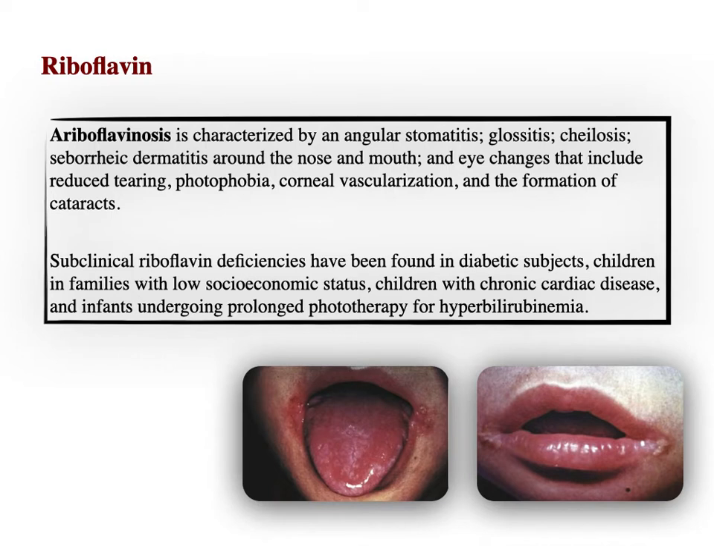Riboflavin deficiency is called ariboflavinosis. It is characterized by angular stomatitis, glossitis, cheilosis, and seborrheic dermatitis that is seen around the nose and mouth. The patient may have eye changes, seen as reduced tearing, photophobia, corneal vascularization, and the patient may have cataract. Subclinical riboflavin deficiencies have been found in patients with DM, in children in families with low socioeconomic status, in patients with chronic cardiac disease, and in those patients who undergo prolonged phototherapy for hyperbilirubinemia.